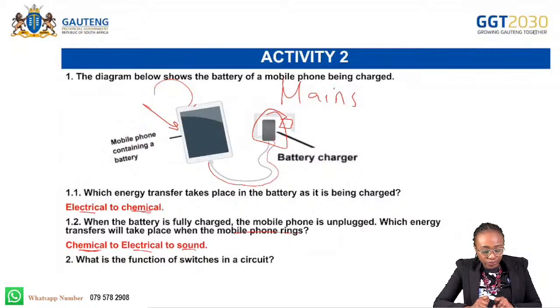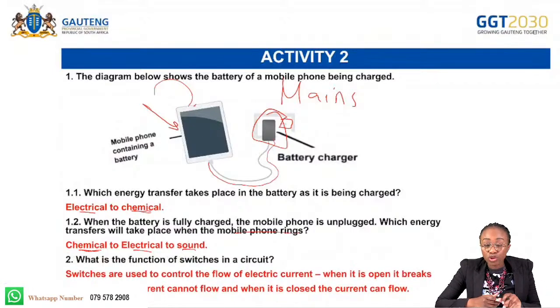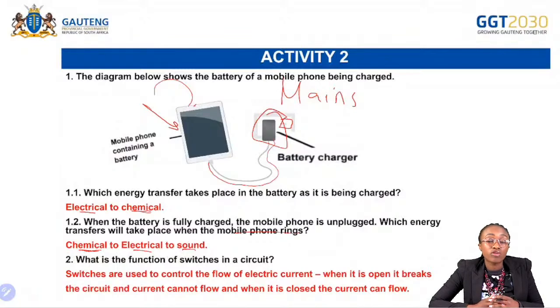Question 2. What is the function of switches in a circuit? So we have this component. This component is called a switch. What is its function? So switches are used to control the flow of current. So they control the flow of current within a circuit.